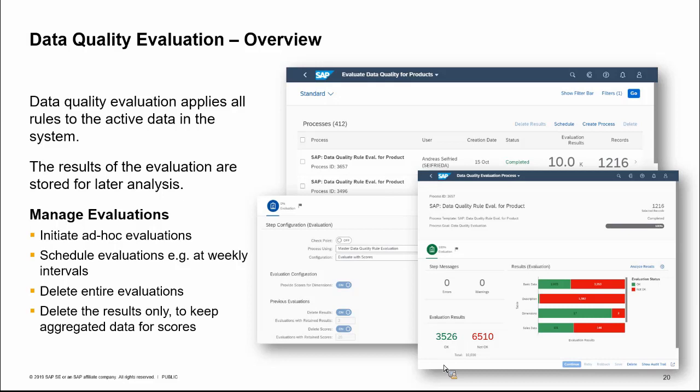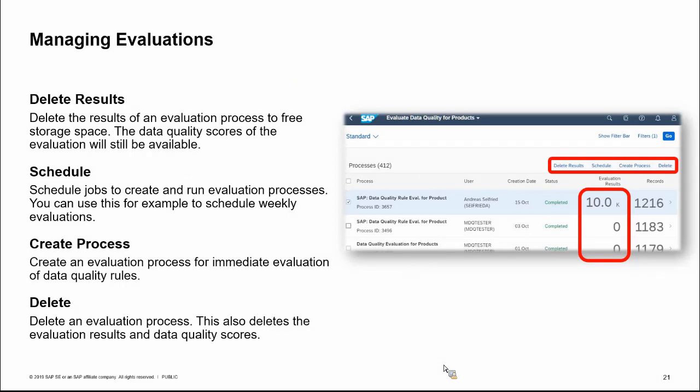And of course, there are some housekeeping options available, so that you can delete entire evaluations, delete the complete results but keep the scores, which I will talk about later on, so that you can have a nice trend of the data quality situation in the system. As said, the overview gives you the information how much data is still retained in the form of evaluation results for each evaluation. And you can schedule here with these push buttons, create processes and delete the entire evaluation.